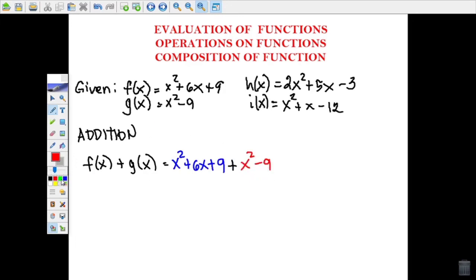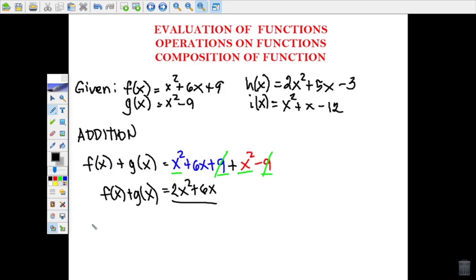Then, ang gawin natin is combine like terms. We have x squared here. So, therefore, when you combine those terms, we have 2x squared. And we already have this also. So, 9, tsaka si negative 9. So, 9 minus 9, actually, makakancel yan. Kasi, magiging 0. So, ang natira, meron pang 6x. So, plus 6x. So, therefore, yung f of x plus g of x ay equal sa 2x squared plus 6x. So, ganun lang tayo mag-add.